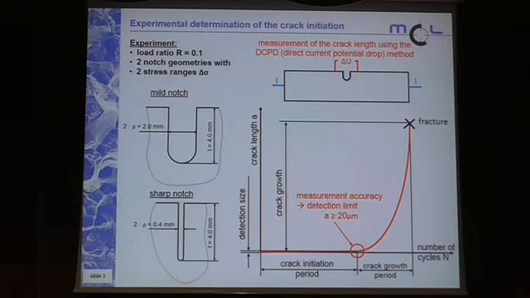This has two reasons. One is the measurement accuracy, and another one is that we tested the pearlite material. And this is exactly about the size of 20 microns, the size of the pearlite colony.